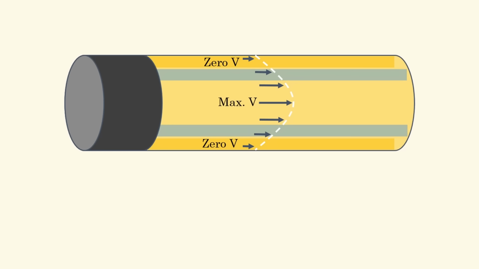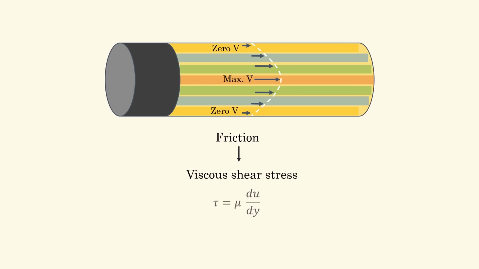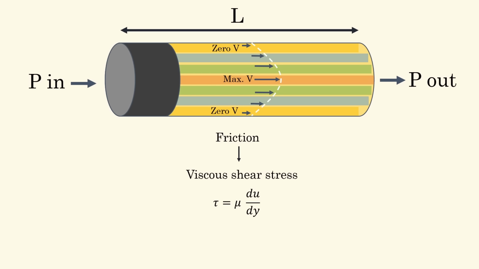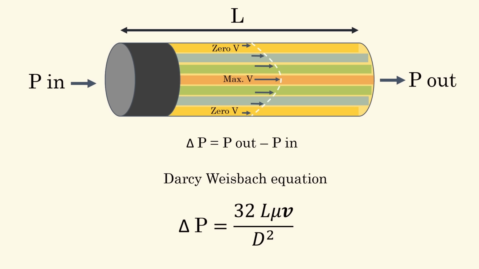And because different fluid layers move at different speeds, they rub against each other. This creates internal friction, which results in viscous shear stress. This shear stress resists the flow of oil, and to overcome this resistance, we lose pressure along the length of the hose. This loss is called pressure drop. The pressure drop can be calculated using the Darcy-Weisbach equation. In laminar flow, the pressure drop is directly proportional to oil velocity. That means if velocity doubles, pressure drop will also double.